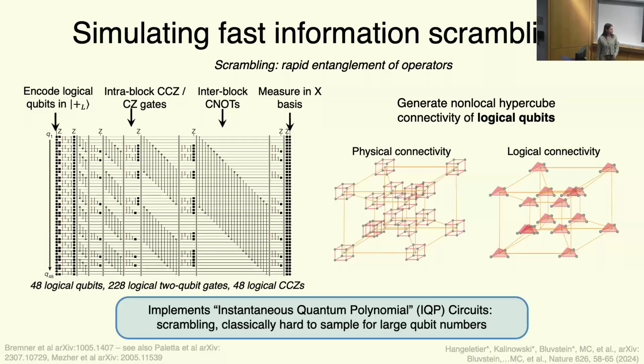And this circuit actually implements a famous class of circuits called instantaneous quantum polynomial circuits, where all you need to know is that they are scrambling circuits that are actually classically hard to simulate if we scale to large enough system sizes.